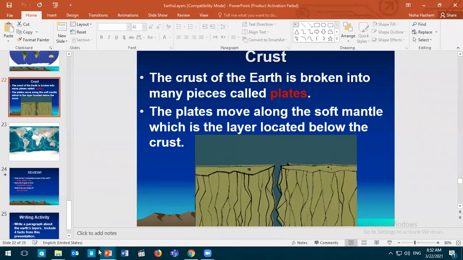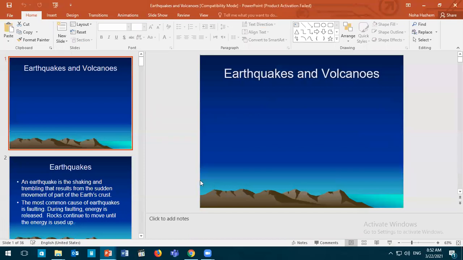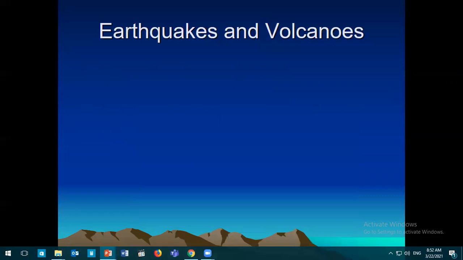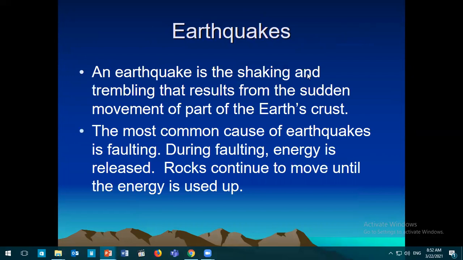What is an earthquake? What do you think? Any guess? Shaking, yes, well done. Shaking. So it's a shaking movement that happens to the Earth's surface. This is an earthquake. So it's the shaking and trembling.